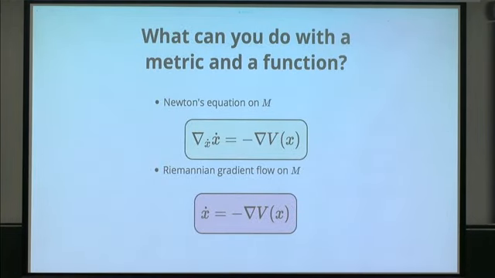So someone gives you a manifold with a Riemannian metric on it and a function. What can you do? There are several things you can do. You can write down, let's see if I can get this. You can write down Newton's equation like this. Or you can also write down a gradient flow.